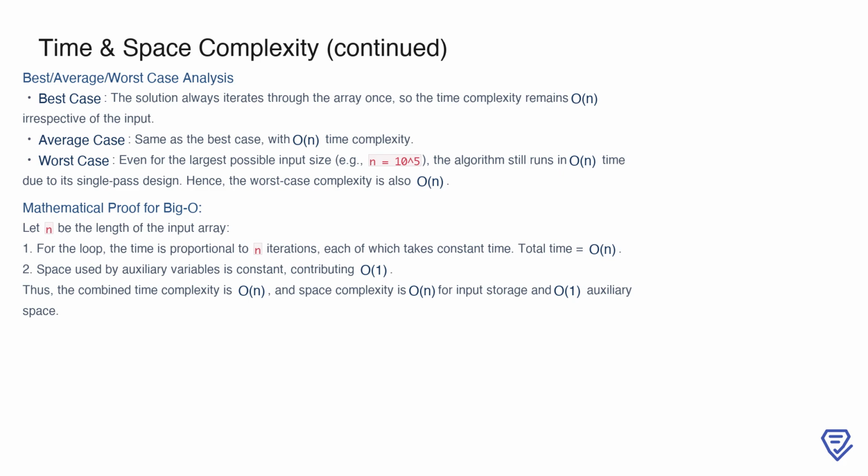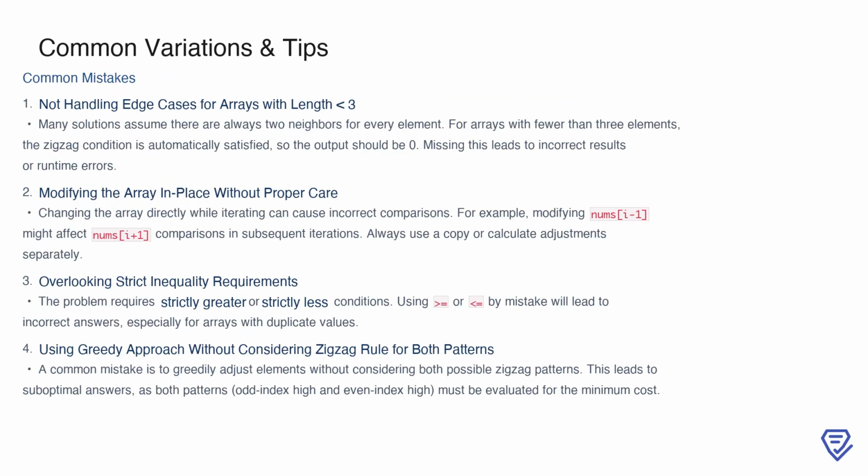This efficient design ensures that the algorithm performs optimally across all scenarios. Here are some common mistakes to watch out for when solving this problem. First, many solutions fail to handle edge cases for arrays with fewer than 3 elements. Since the zigzag condition is automatically satisfied in such cases, the output should be 0. Missing this can lead to runtime errors or incorrect results.